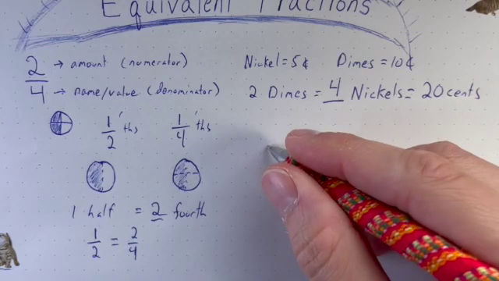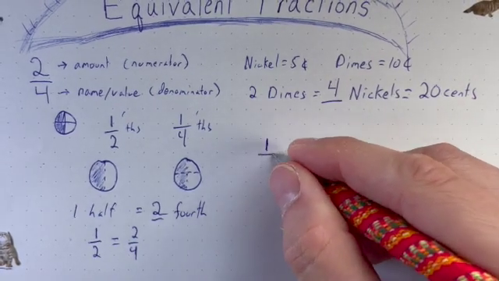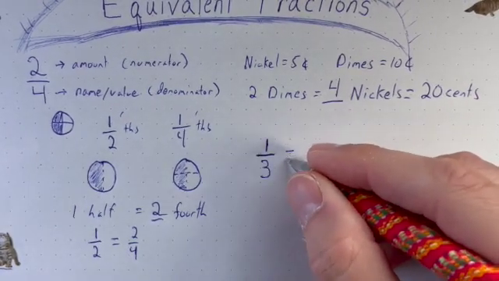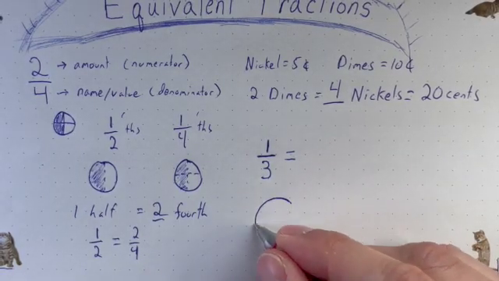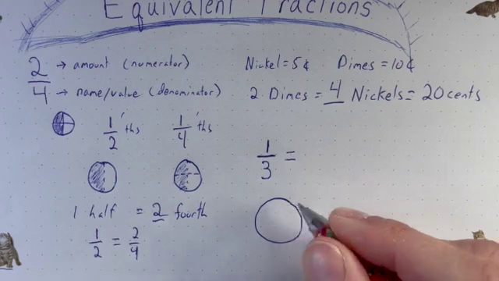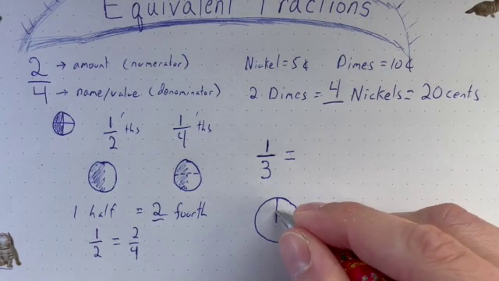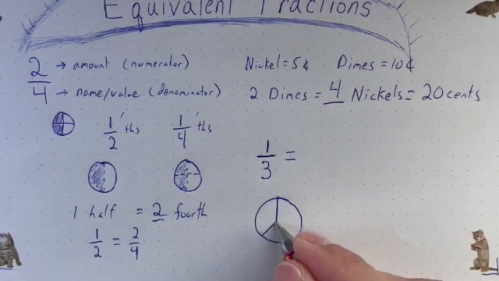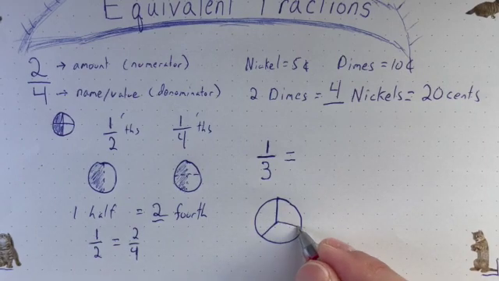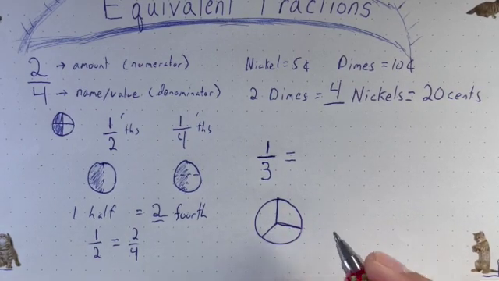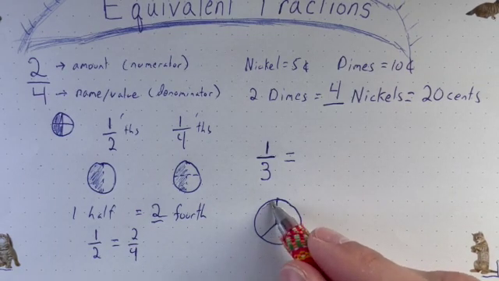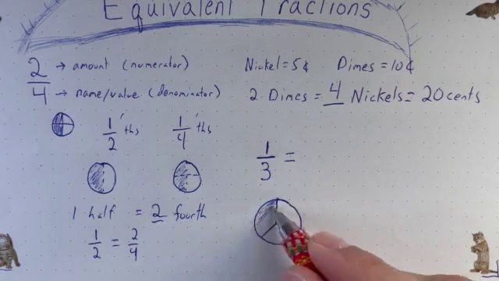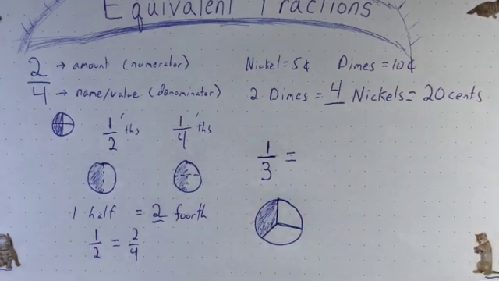Let's say I want to figure out how 1/3 can be written as a different fraction. So maybe I'll start with 1/3. That's me taking one thing and splitting it into 3 equal pieces. And it's not perfect, but we're not giving out any awards for perfect circles. And let's say 1/3 would be this amount right here. And we want to figure out a different way to write this.